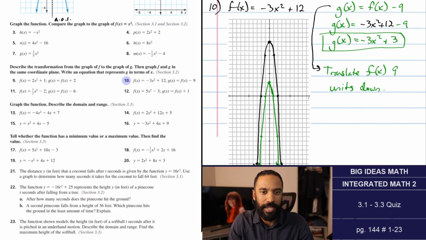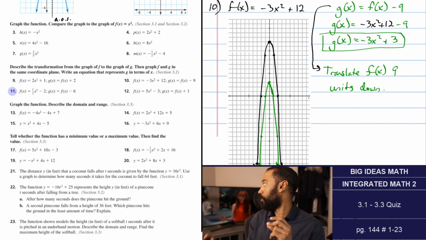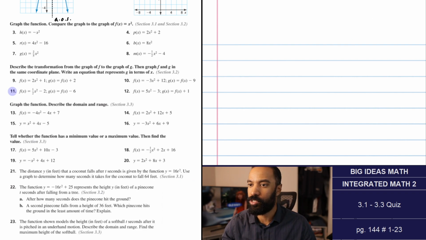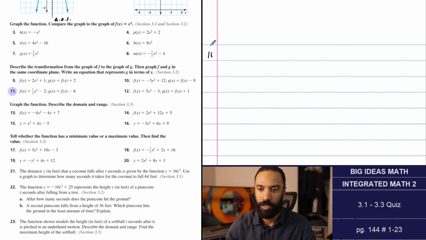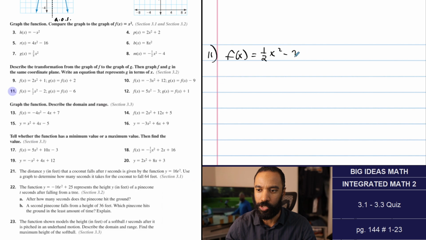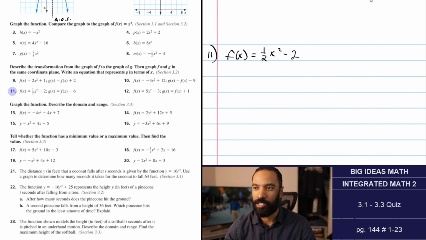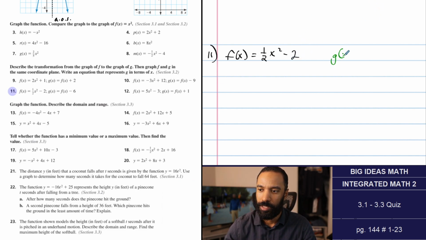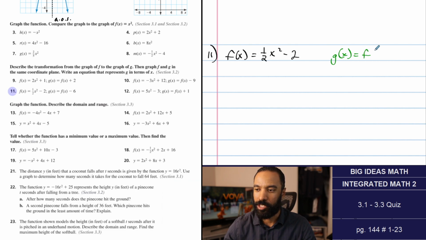Okay, number 10 is in the books. Let's go to number 11. Hold on, I'm curious. Oh, commercial. All right, f of x. f of x equals 1/2 x squared minus 2. And now we have g of x equals f of x minus 6.